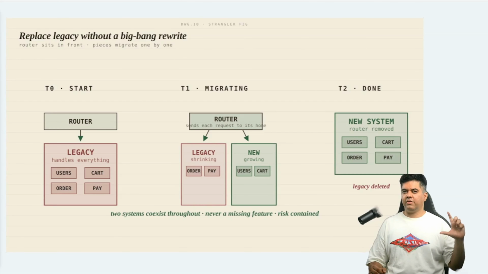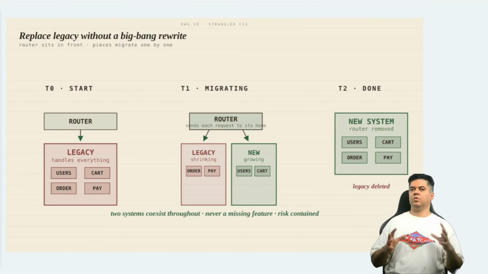You put a routing layer in front of the legacy system, new features go into the new system, and existing functionality stays in the legacy system initially. One by one, you move pieces of the legacy system into the new one. The routing layer sends each request to wherever that piece now lives. Over time, the new system handles more and more. The legacy system handles less and less. Eventually, you delete the legacy system and remove the routing layer.